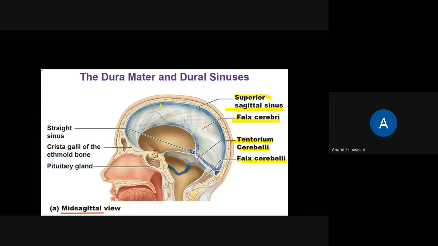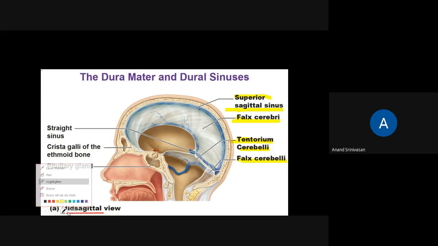So along this falx cerebri, on the superior border, there is a vein which is called the superior sagittal sinus, and there is one on the inferior aspect. This is the superior sagittal sinus, and this one is the inferior sagittal sinus.